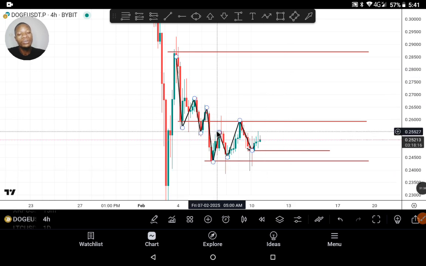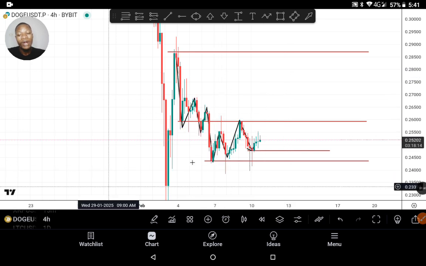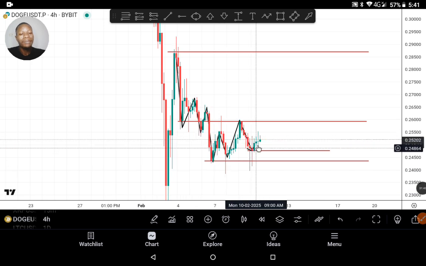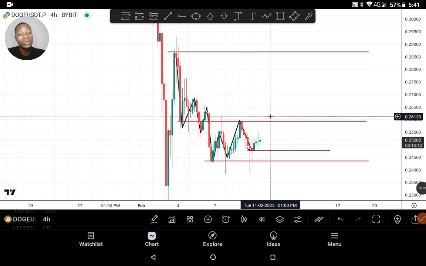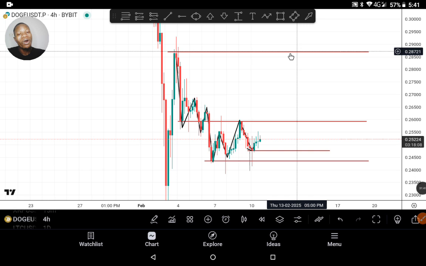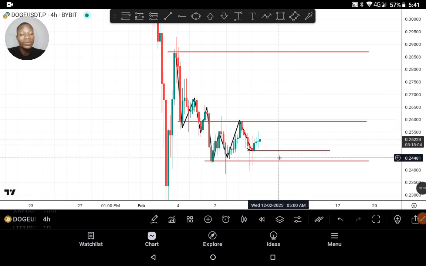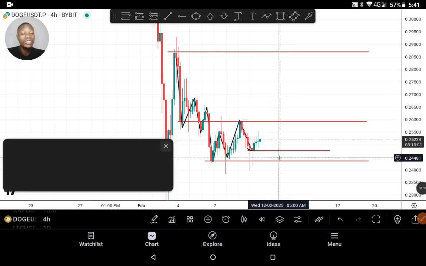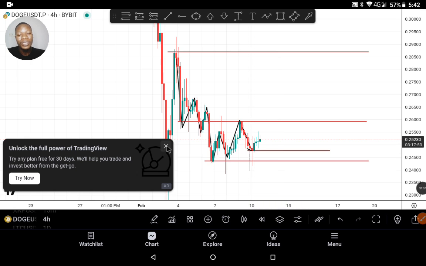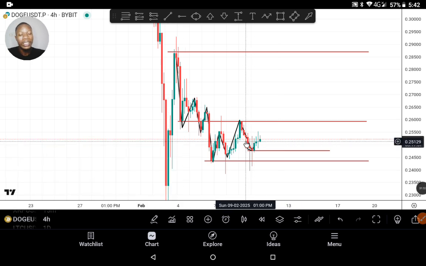But because of this broken structure on 4 hours, I believe the market should start buying. Once it breaks out of this zone, it should start buying down up to this area. But for that to happen, we can't push the market, we can't rush the market. We just have to wait and see what is going to unfold in the course of the week.